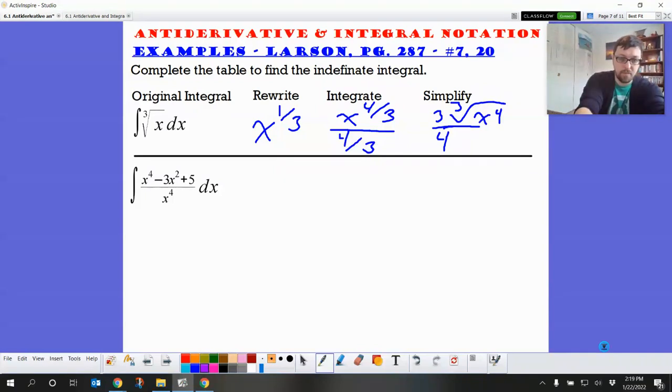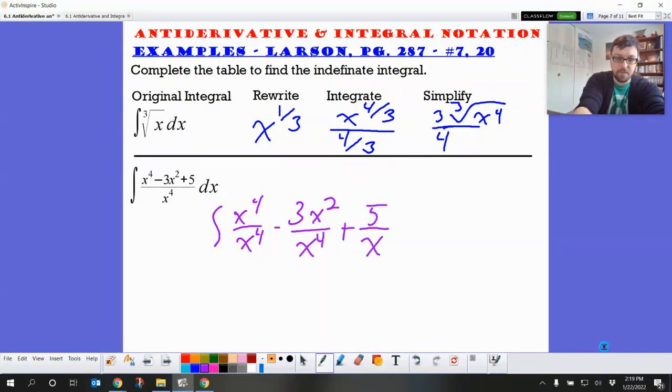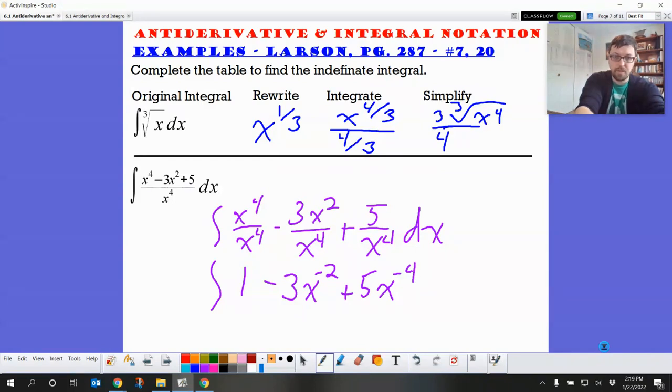So I'm probably going to need a little more space to rewrite this, but we're going to do the integral of x to the 4 over x to the 4, minus 3x squared over x to the 4, plus 5 over x to the 4, dx. And that integral could just be a 1 minus 3, and then x squared divided by x to the 4, that's x to the negative 2, plus 5x to the negative 4. So that's my rewrite step.